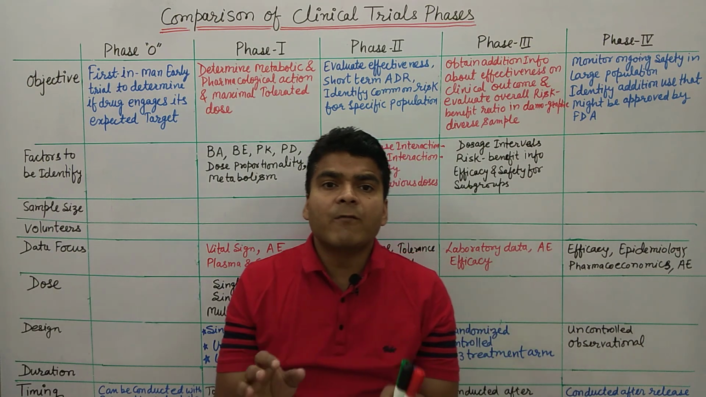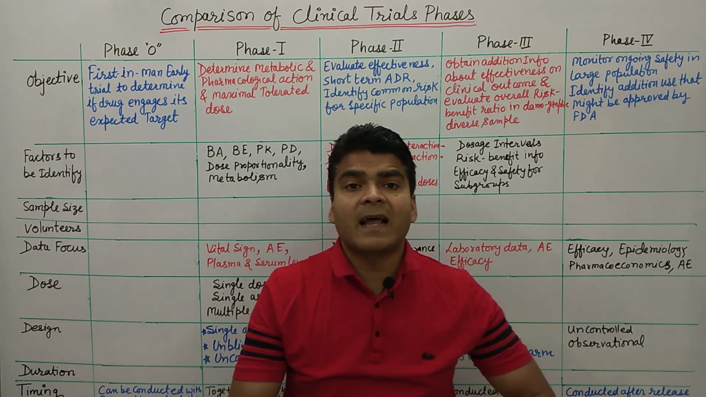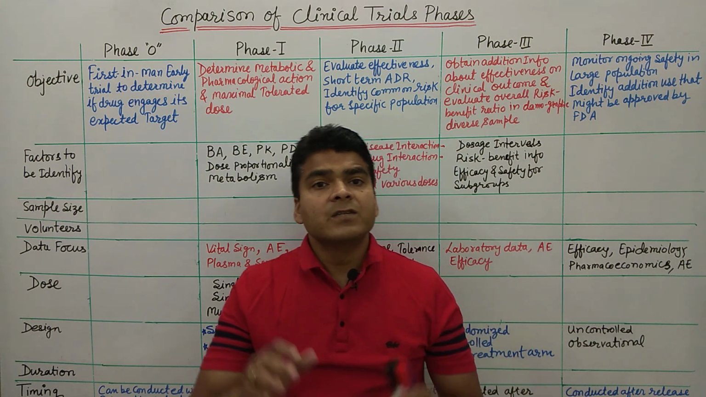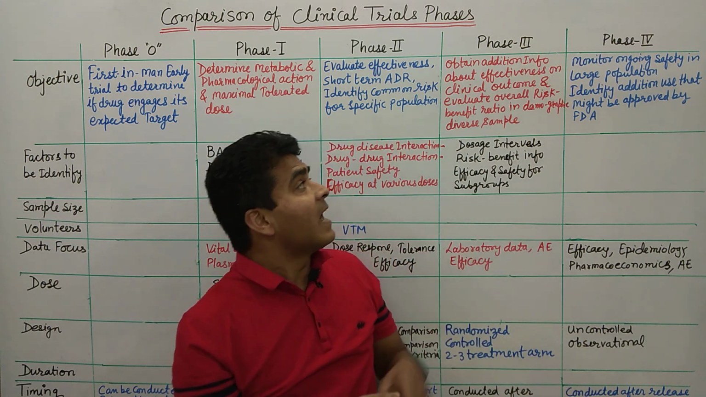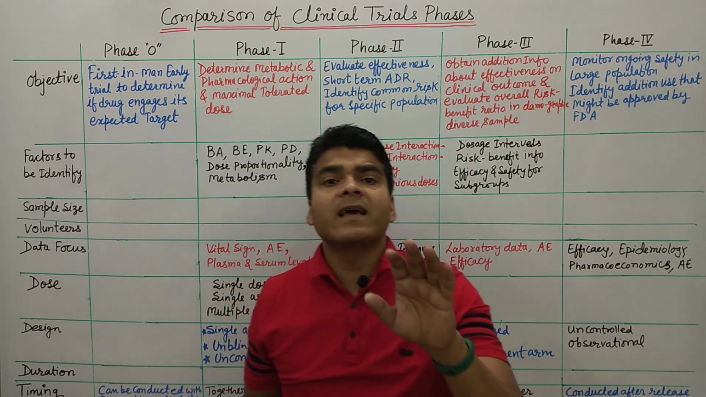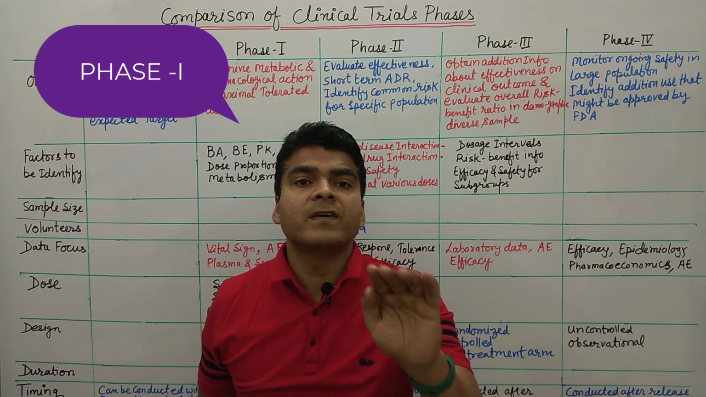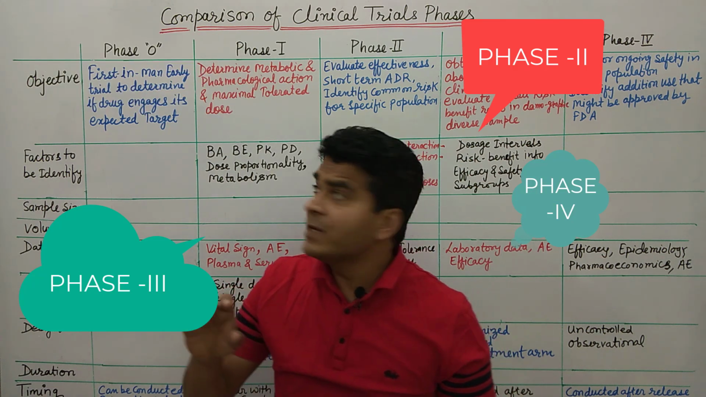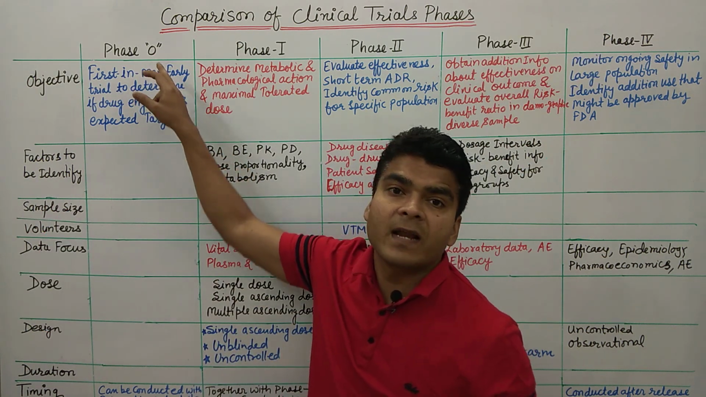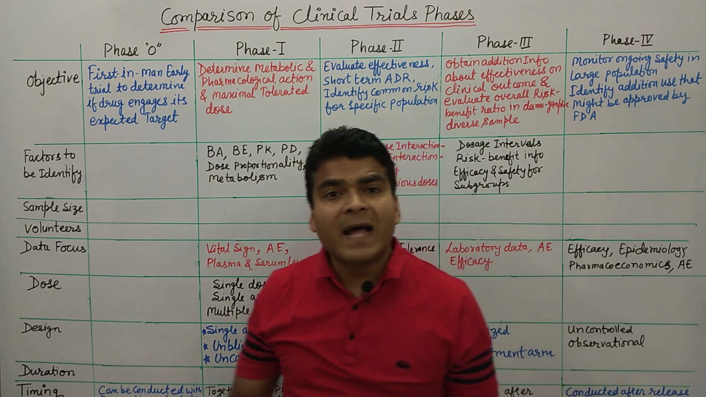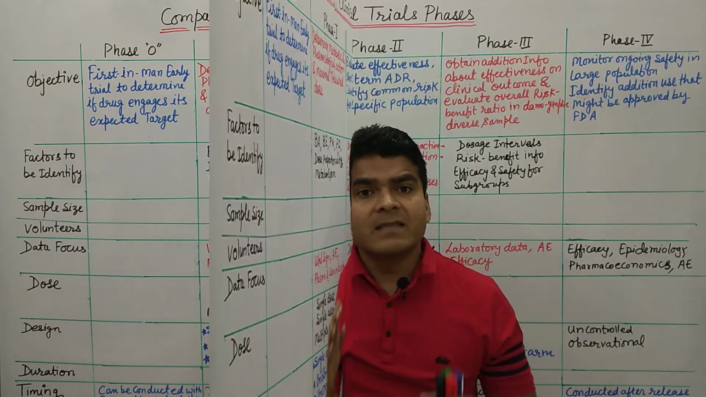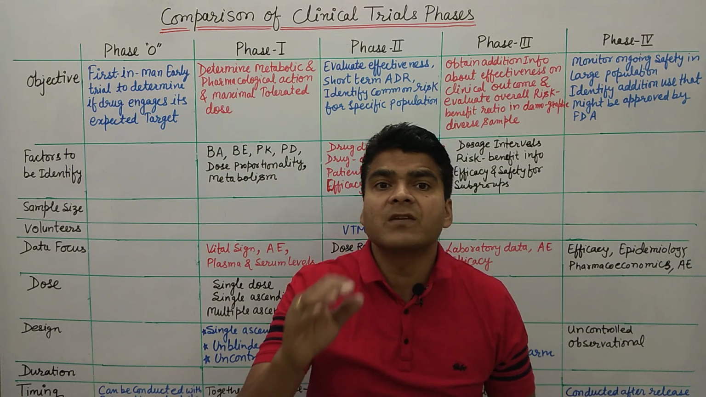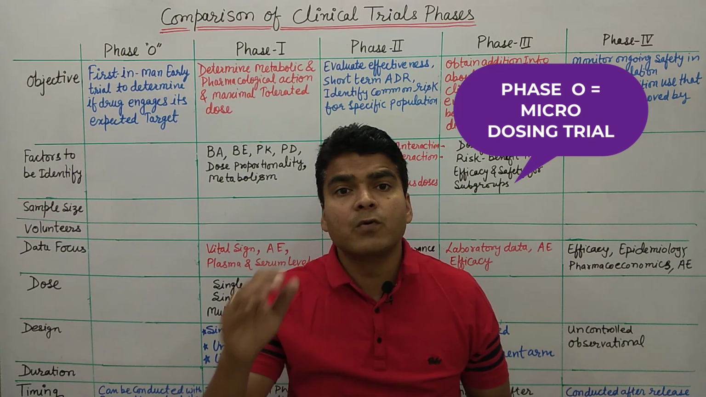First we have to understand about the clinical trial. In this lecture we will discuss the comparison of clinical trials. You all know that generally there are 4 types of trial: phase 1, phase 2, phase 3 and phase 4. But in this chart you can see there is a phase 0 trial. Some years back, around 2007 to 2008, there was a new incorporation of phase 0, and these phase 0 trials are known as microdosing trials.